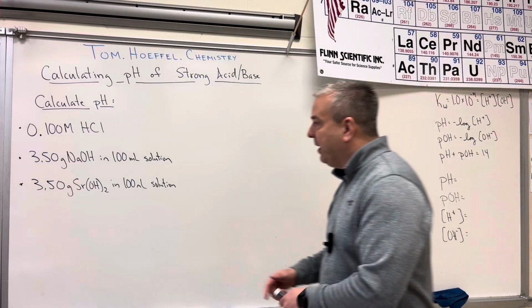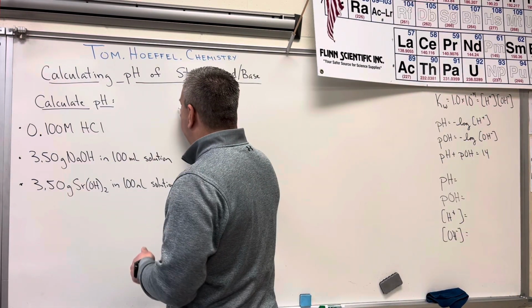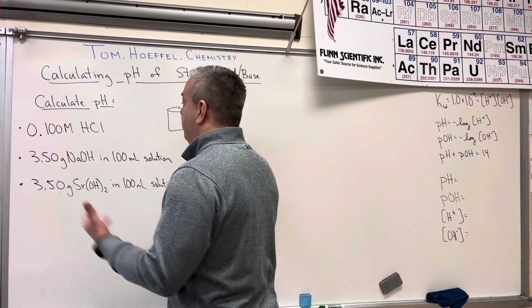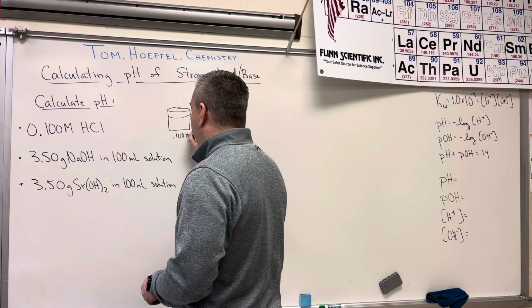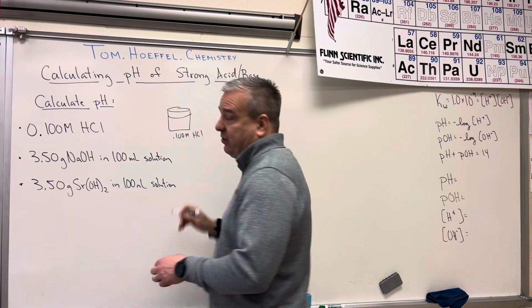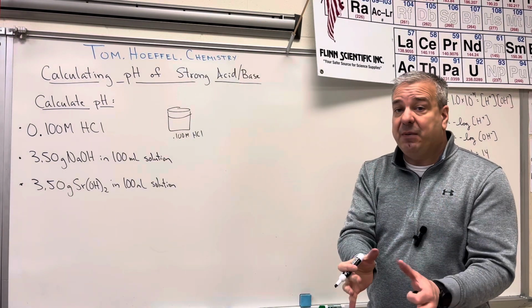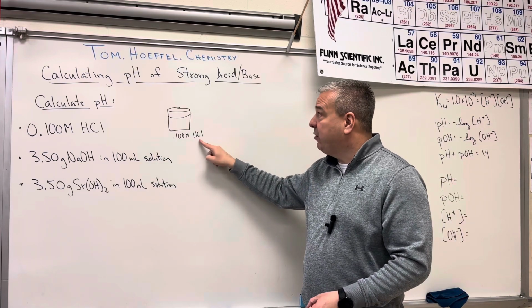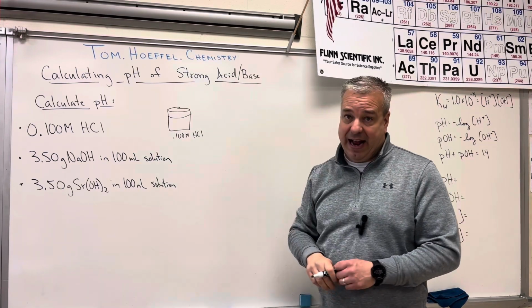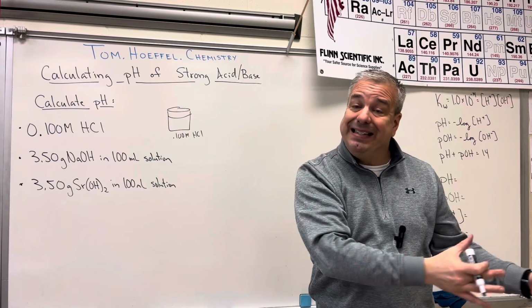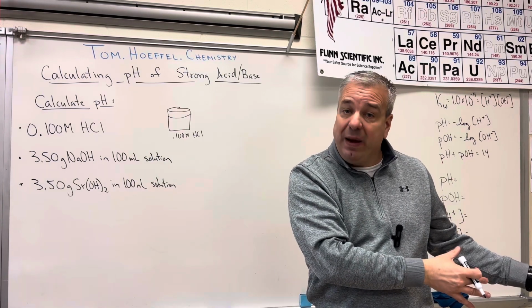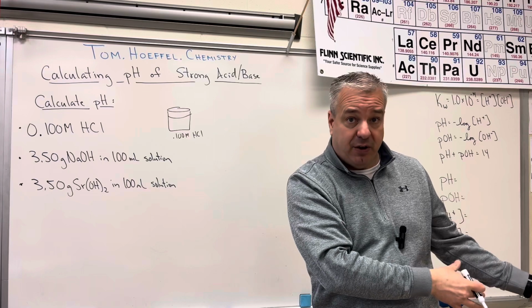Okay, so let's get right into the first problem where we might have a substance in a beaker, and in the beaker we have 0.1 molar hydrochloric acid. And the first thing that we need to do is identify hydrochloric acid as a strong acid, because it's going to behave one way, which is going to be different than the way we handle weak acids, which is the topic of our next video.